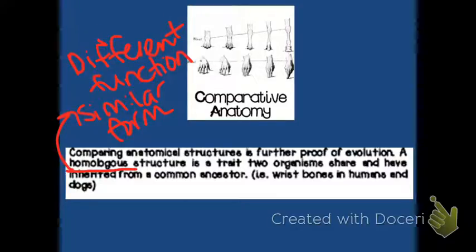So, for instance, this would be like the wrist bones in humans and in dogs. Obviously, in humans, we use our wrist bones for something very different than a dog. Dogs use them to walk on. We use them as a part of our hand, which allows us to grip things and move and climb and things like that. Homologous structures show that organisms must have come from a common ancestor, because even though we use them differently, they are still similar in form and shape.